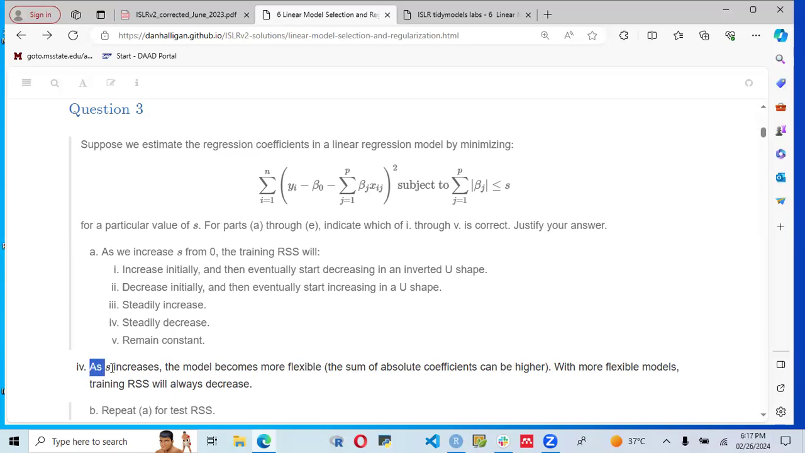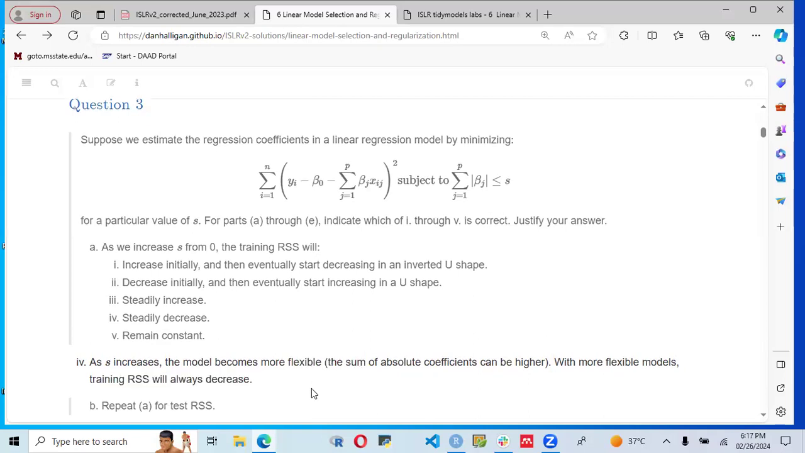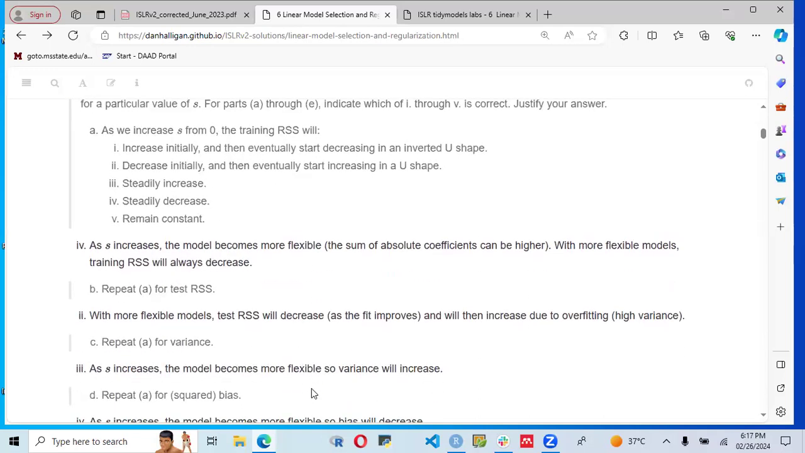So here we see that as s increases, the model becomes more flexible. The sum of absolute coefficients can be higher. With more flexible models, training residual sum of squares will always decrease. So we have question B. We should repeat A for test residual sum of squares. Here we see that with more flexible models, test residual sum of squares will decrease as the fit improves, and will then increase due to overfitting, which is due to high variance.